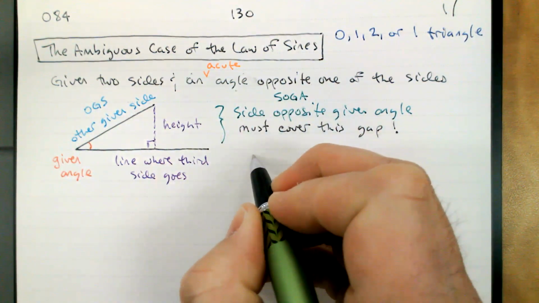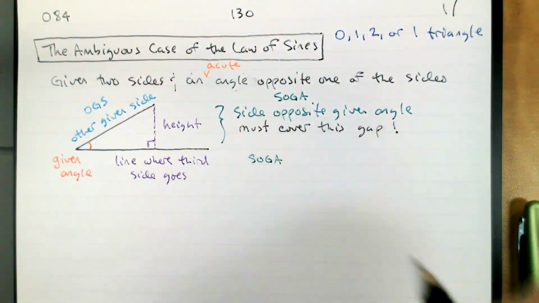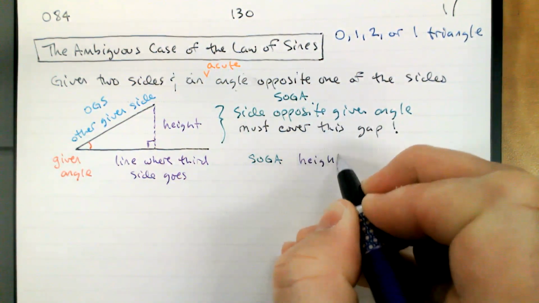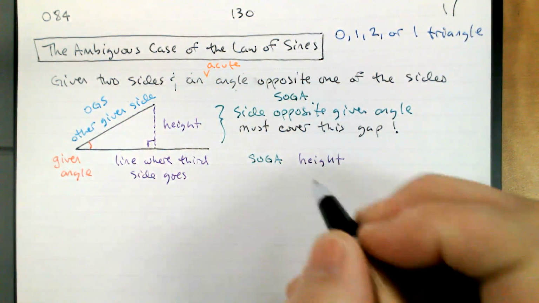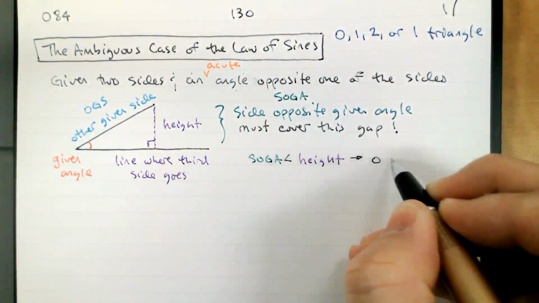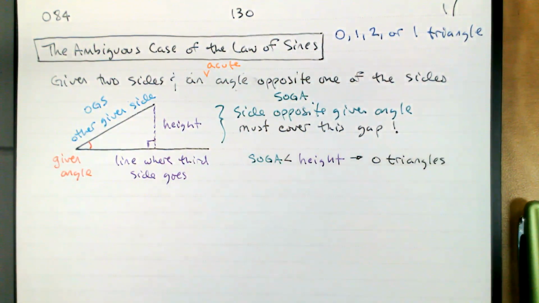So if the side opposite the given angle is less than the height, no triangle. The referee will make a triangle with his hands and shake his head no. No triangle. Ruling on the field, no triangle.